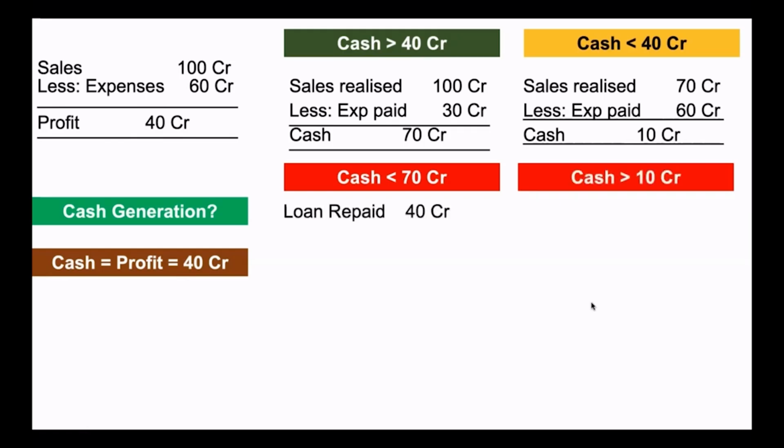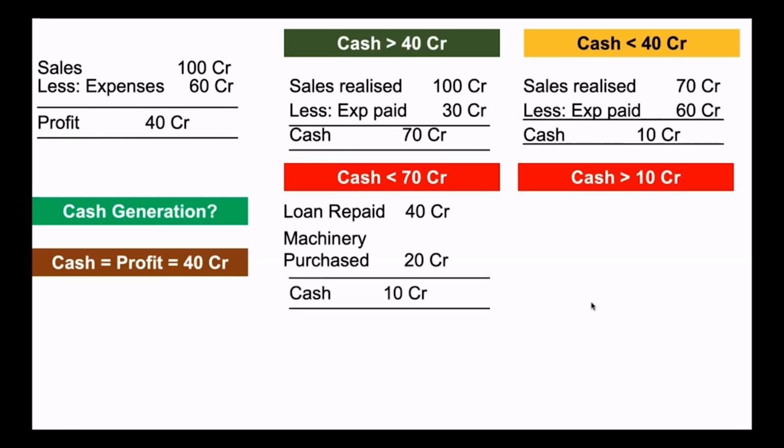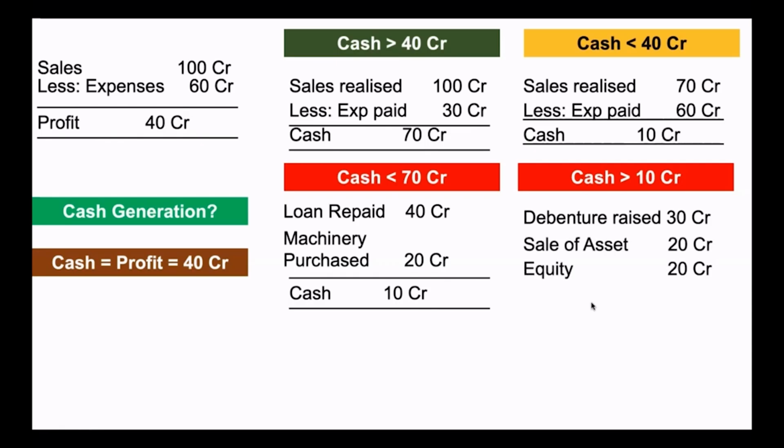How? Let's say a loan of 40 crore has been repaid. Some machinery has been purchased for 20 crore. It means out of 70, 60 crore is gone. So what is the cash position? It is now only 10 crore. And in the second scenario, let's say a debenture has been raised, money has come in for 30 crore. Some asset has been sold, 20 crore had come in. Equity, money had come in from owners, 20 crore. So we have 70 crore coming in. So now the total position is 80 crore.